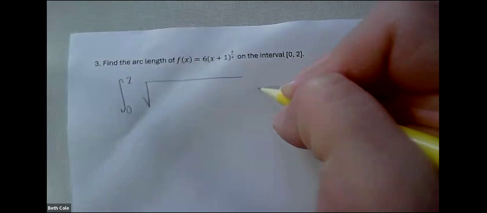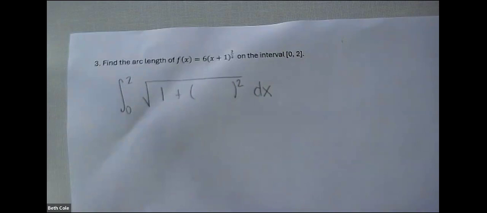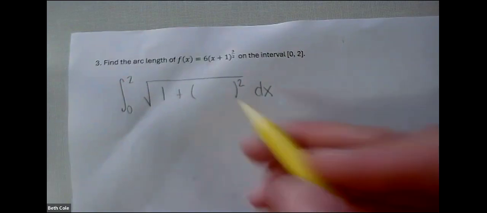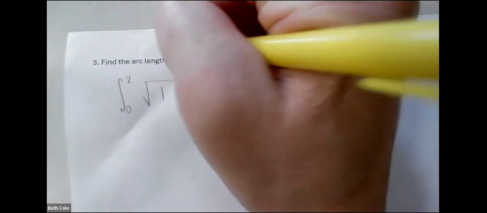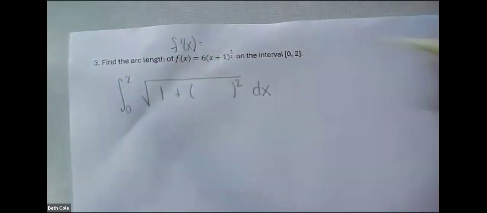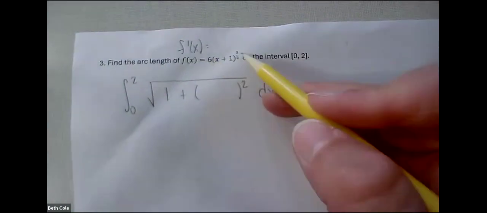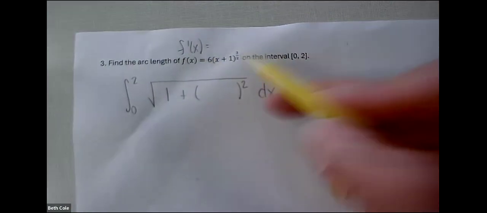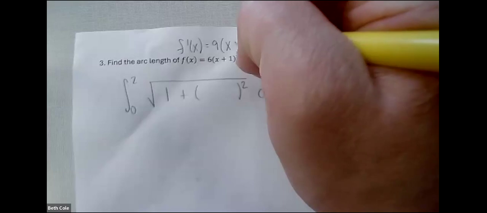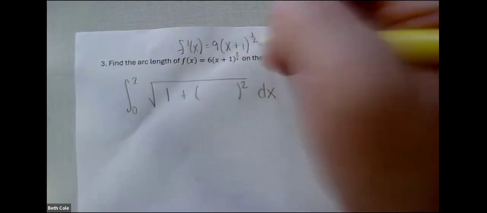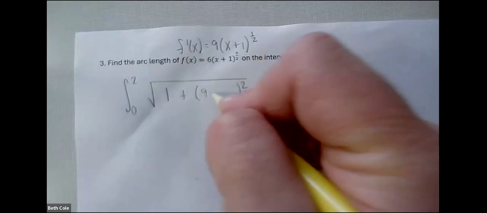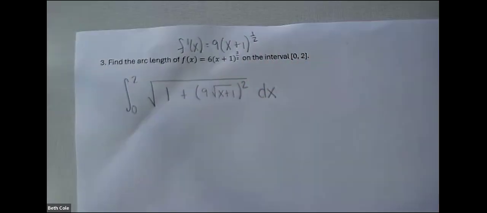All right, and then last one is our arc length. I'm going to set it up first. We want to go from 0 to 2, big square root, and underneath of that, you want it to be 1 plus the derivative squared. So just set the whole thing up blank first, and then we need to find the derivative of this function. So we're going to bring the 3/2 down. And when you do 6 times 3/2, 6 times 3 is 18, divided by 2 is 9. And then if you subtract 1 from the power, you're going to get 1/2, which means that that is 9 square root of x plus 1.